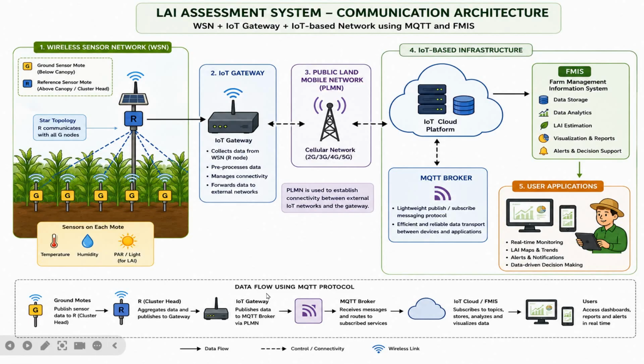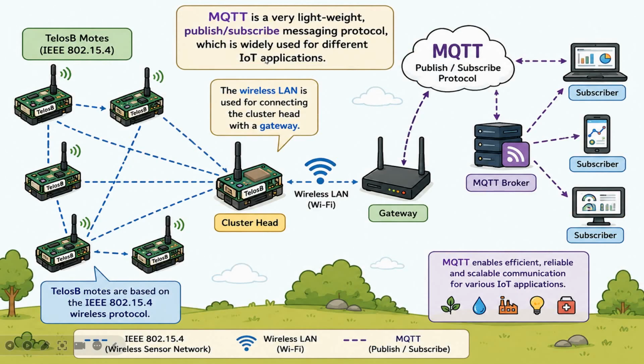So here this is the data flow using the MQTT protocol. That is, you have the ground nodes, then you have the cluster head. These are passed to the cluster head, then the data is sent to the IoT gateway, then to the MQTT broker and next to the IoT cloud FMIS, and then reaches the user.